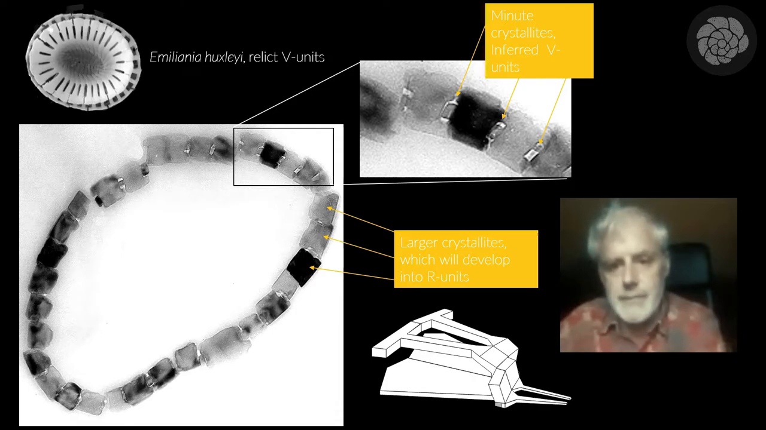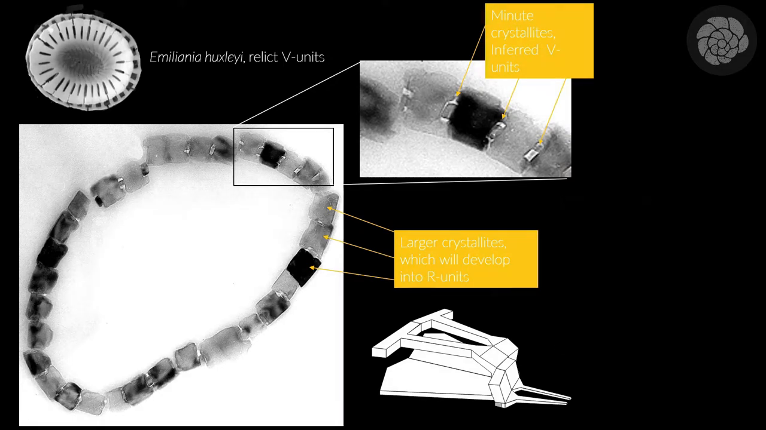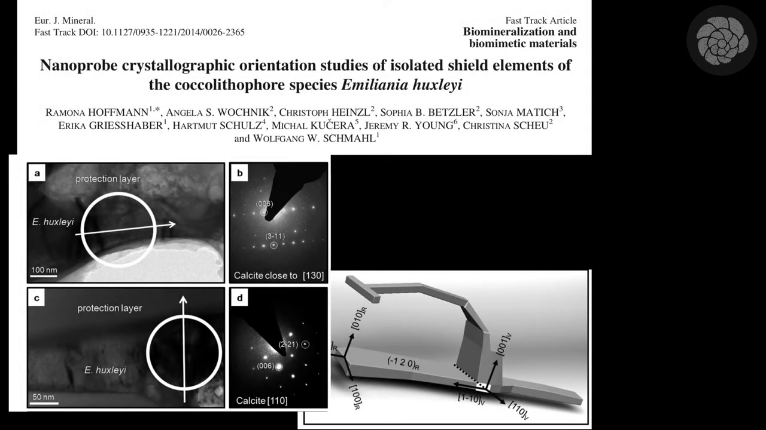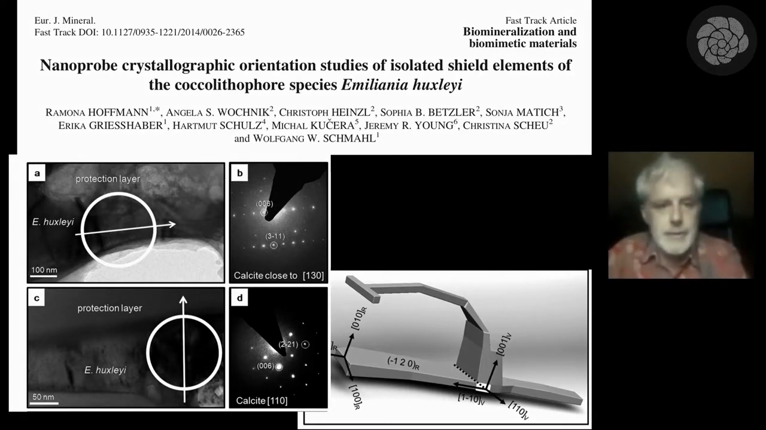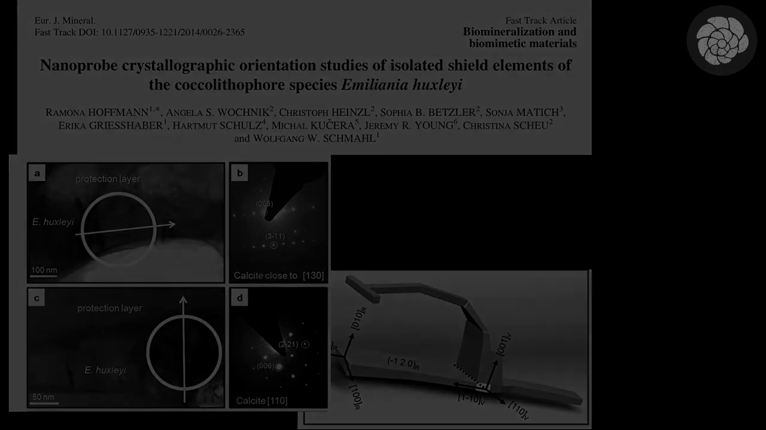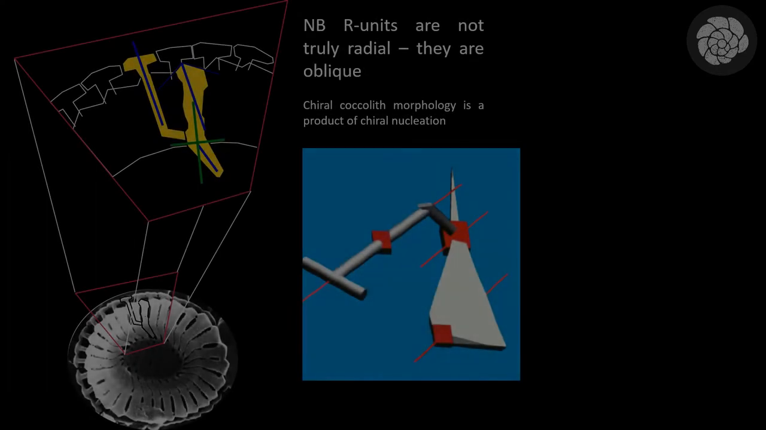So we inferred that these were V units at the time. In 1991, there was no way to actually prove that. Subsequently, the technology for doing electron diffraction in TEM has improved. And a few years ago, a German team, led by Ramona Hoffmann, or a student who did the work, applied really high resolution TEM electron diffraction to Emiliania huxleyi and actually proved that way that there really was a V unit in there, which is quite nice, actually. We proved the prediction.